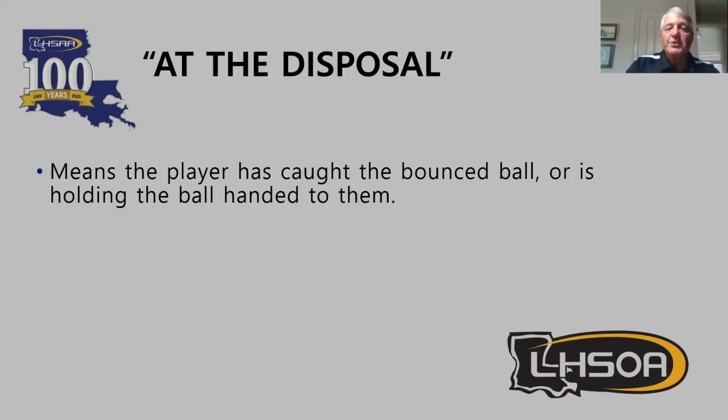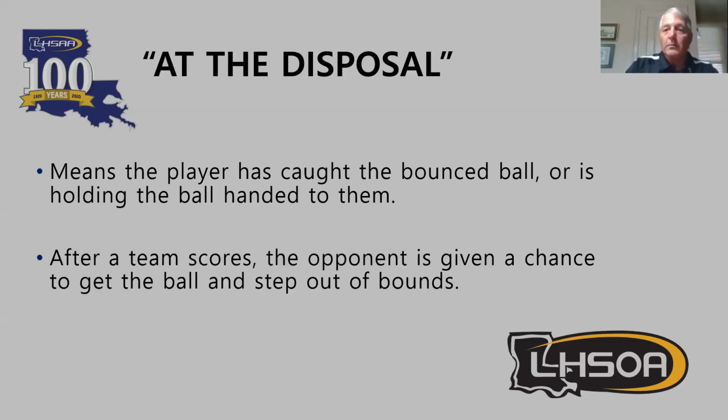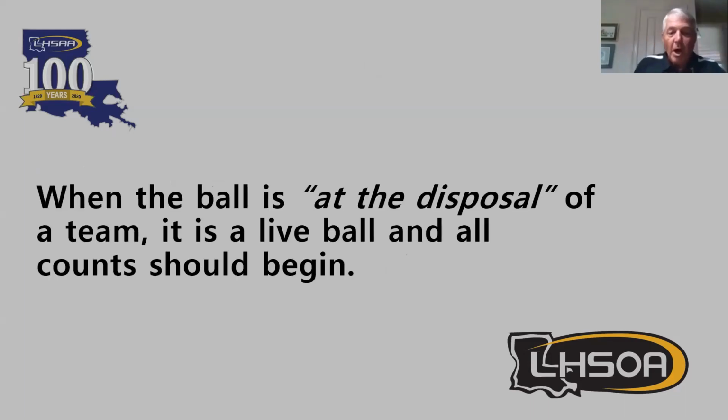When is the ball at the disposal? If we bounce it to a player, it means they have clearly and cleanly caught the ball. We hand it to a player, they're holding it. After a team scores, the opponent is given a chance to gain control of the ball, step out of bounds, and prepare the throw-in before we start a 5-second count. When a ball is at the disposal of a team, it's a live ball, and the count should begin. We talked about putting the ball on the floor at the free throw line, putting the ball on the floor out of bounds, or if Team A has scored and Team B is ignoring the throw-in, you can start your count because you believe they should have played the ball already.